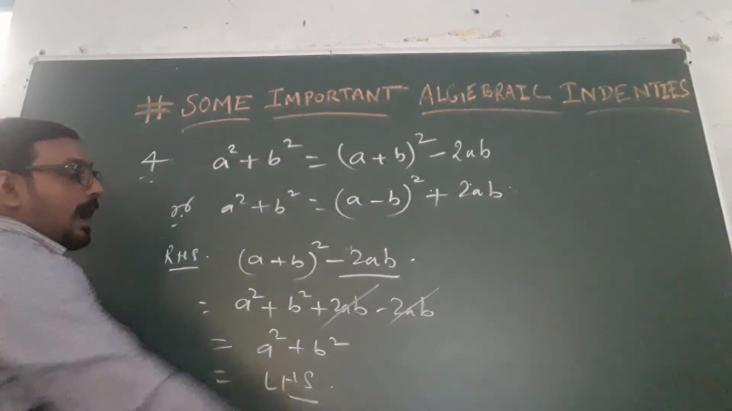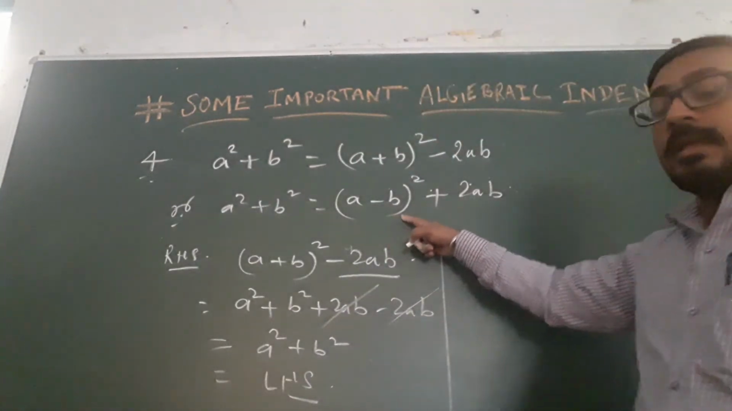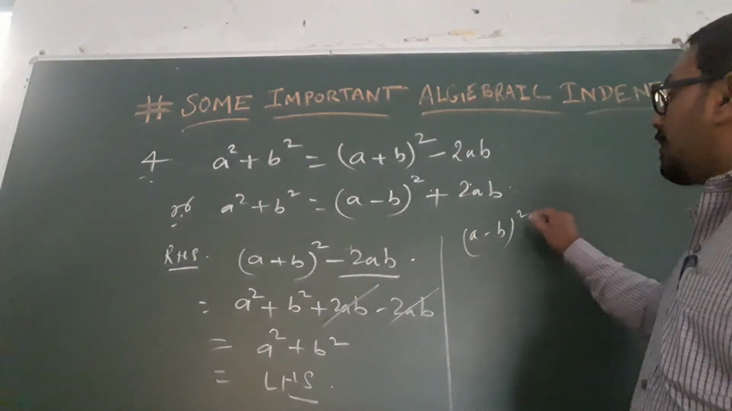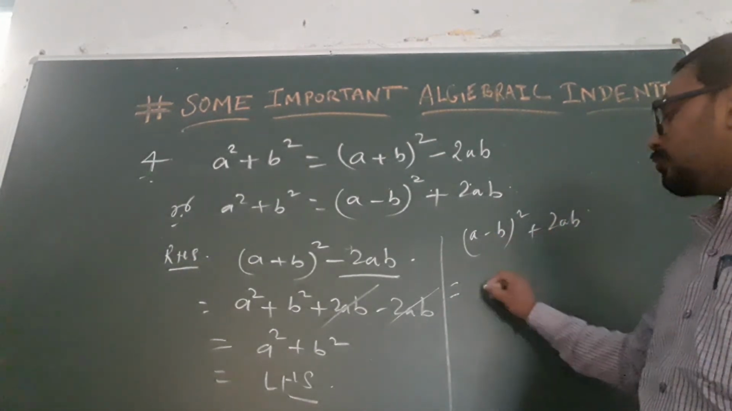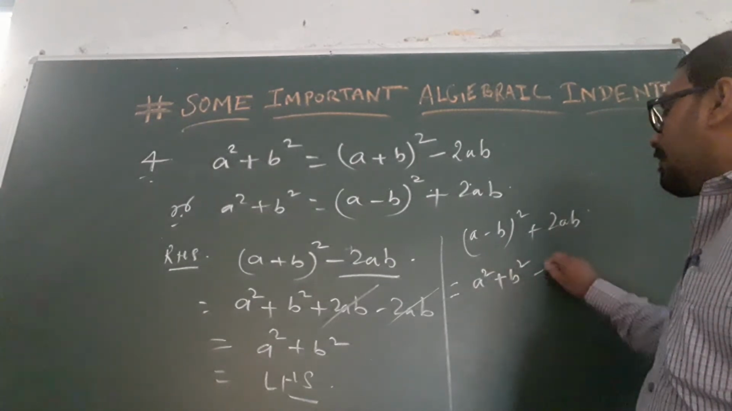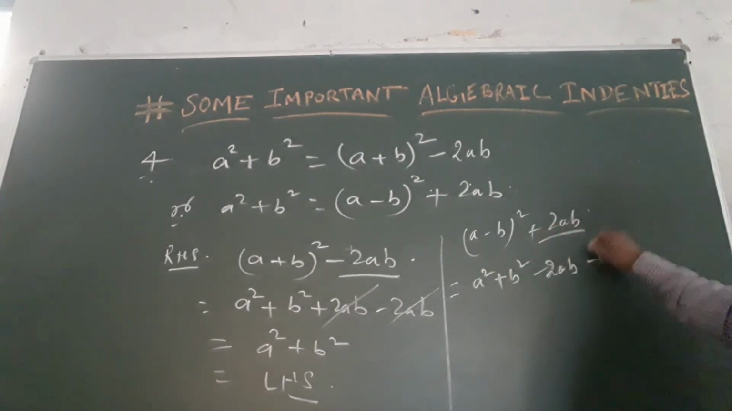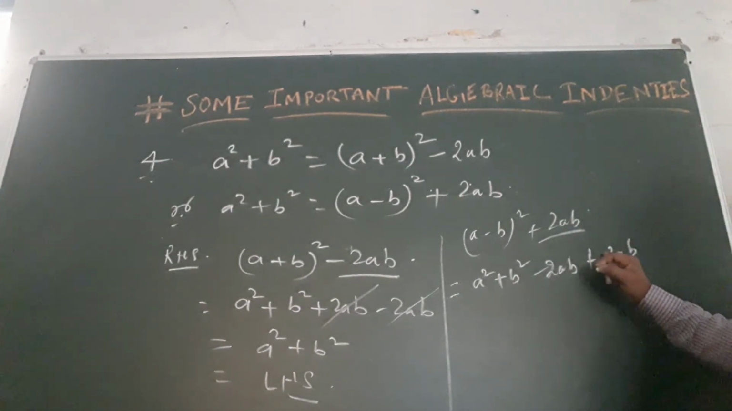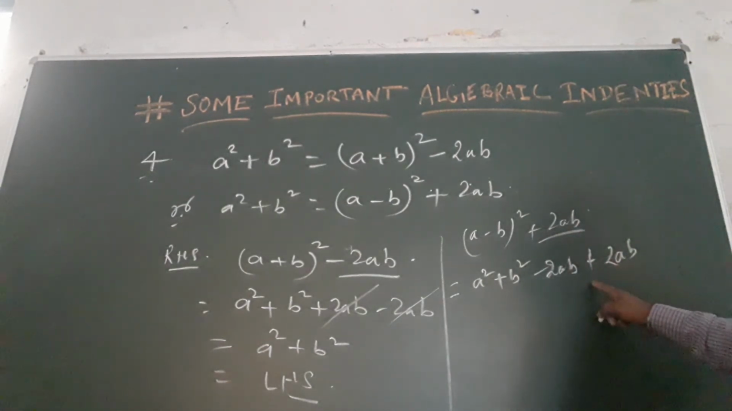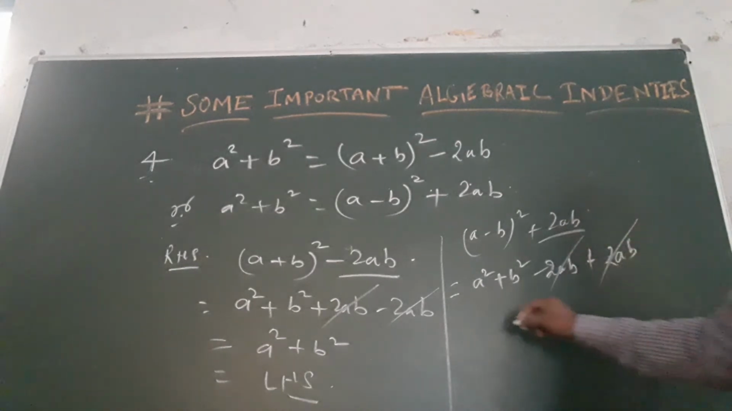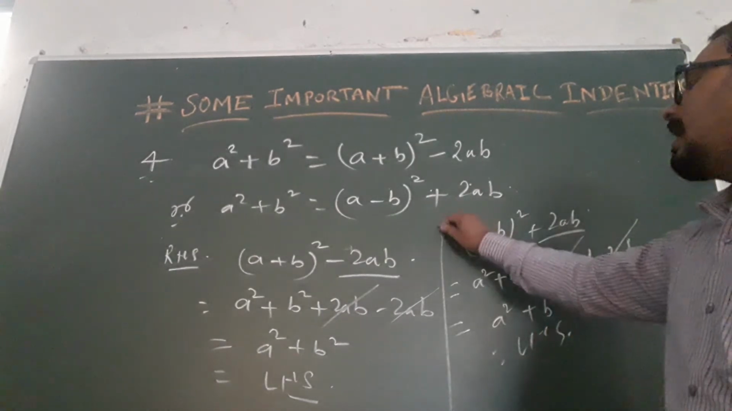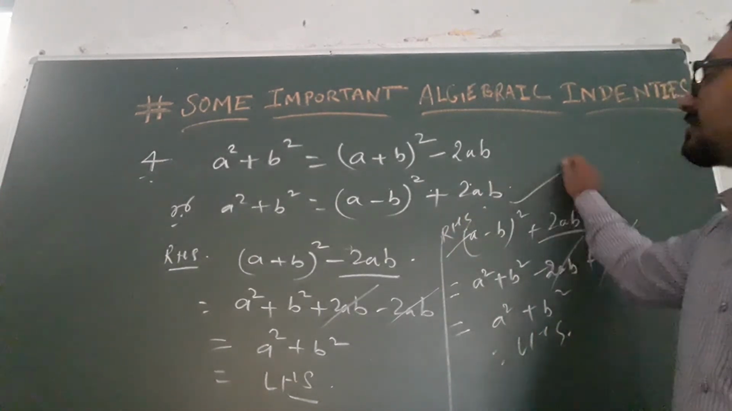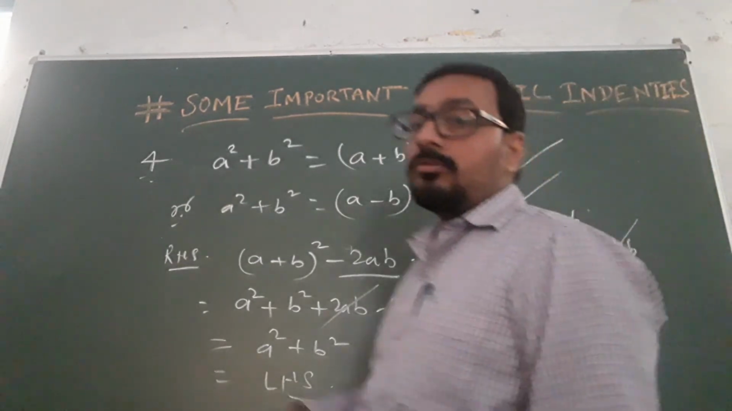So it is proved. And in the second case you have a minus b whole square plus 2ab. Now use formula number 2. A minus b whole square represents a square plus b square minus 2ab, and we have plus 2ab. See here, these two are equal and have different signs. Equal quantities with different signs get cancelled out. Then we have a square plus b square. This is your LHS, and we took the RHS. Okay, so this formula is also verified. Now come to the next formula.